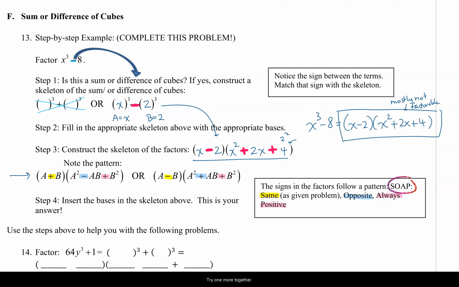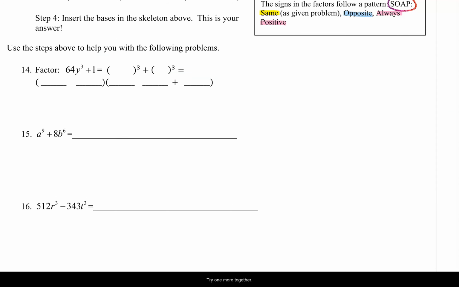Let's try one more together. I'm going to do number 15 and let you do 14 and 16 on your own. I will provide the answers inside the OneNote, so you can always go over into the OneNote and check your work. Make sure that you did it correctly, and if you didn't, see if you can find your mistake and readjust.